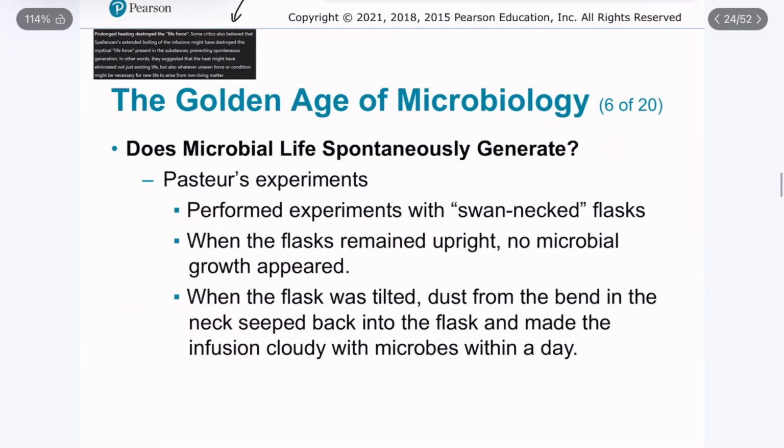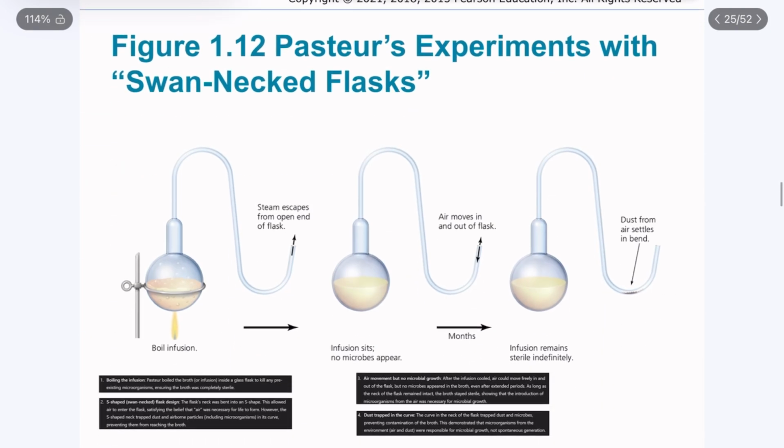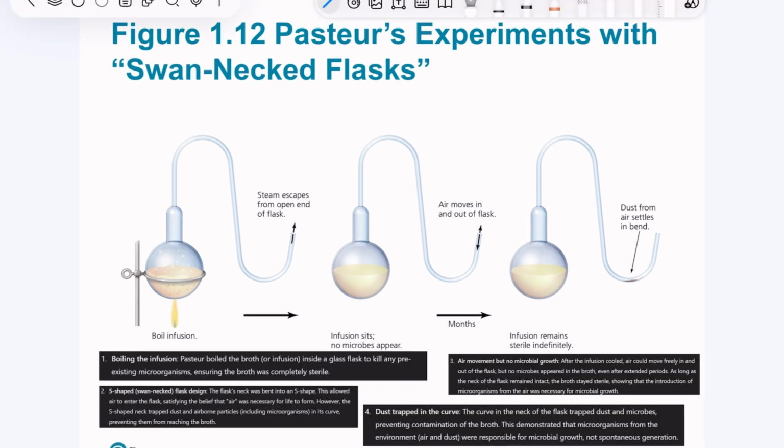So then we have Pasteur's experiment. Now, I'm going to come back to this slide again because I'm going to show you in a picture. So, Pasteur's experiment with the swan neck flask. Pasteur boiled the broth or infusion inside a glass flask to kill any pre-existing microorganisms, ensuring the broth was completely sterile.